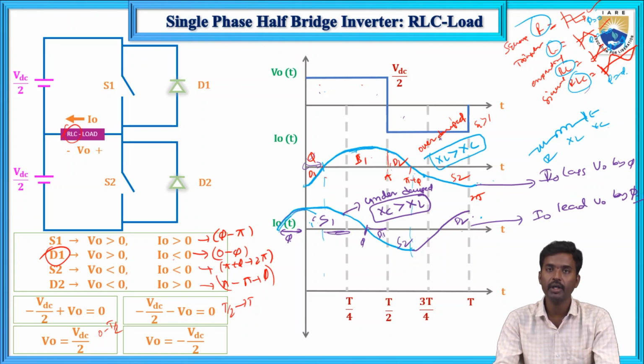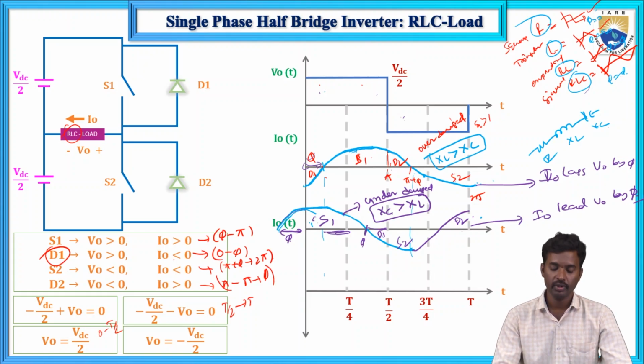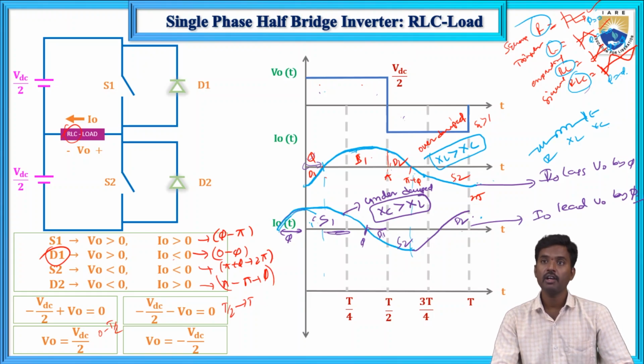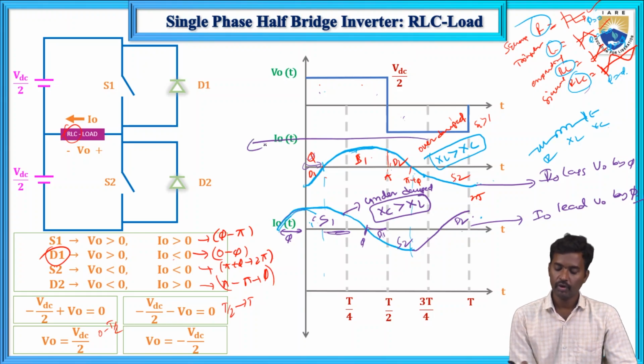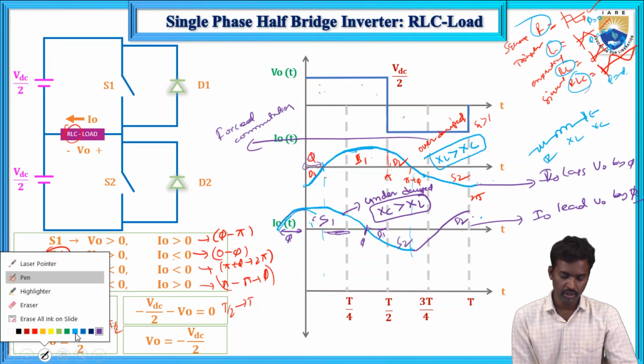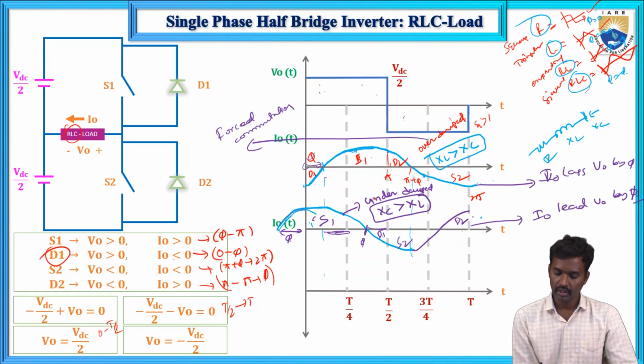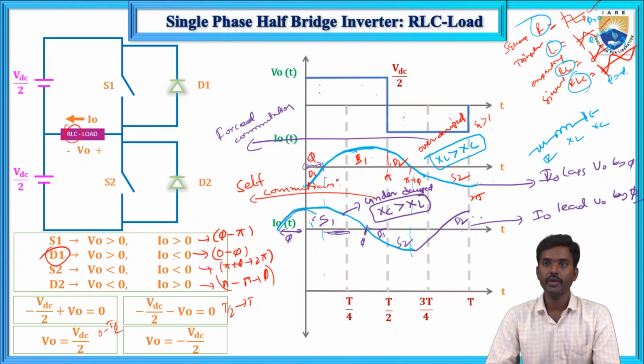But here one important thing is, in the underdamped case, self commutation is possible. For the overdamped case, forced commutation is needed. So now here in the underdamped case, self commutation is possible. How will it happen?